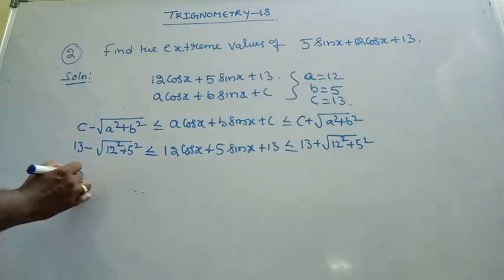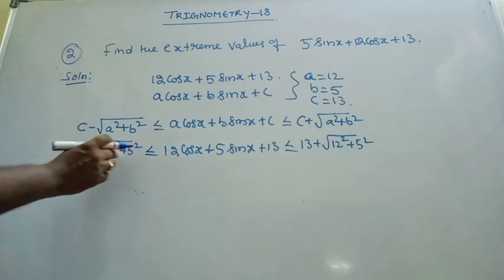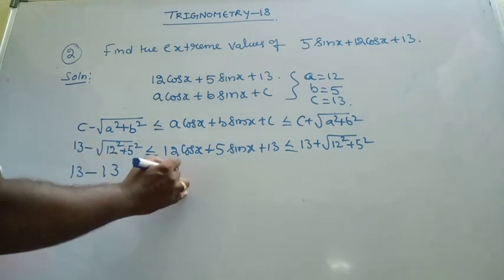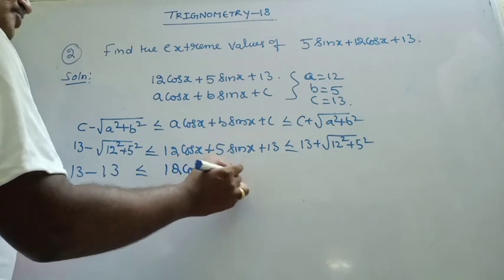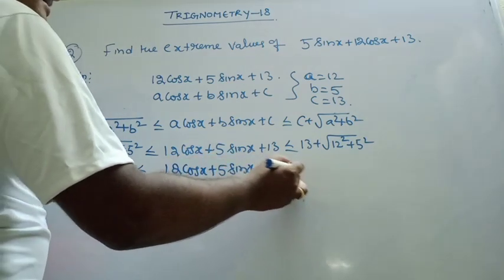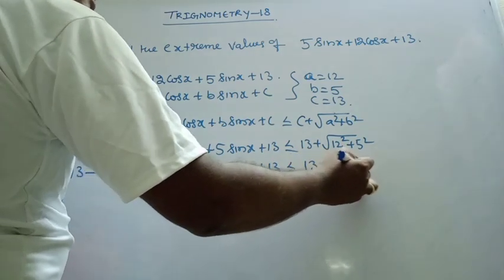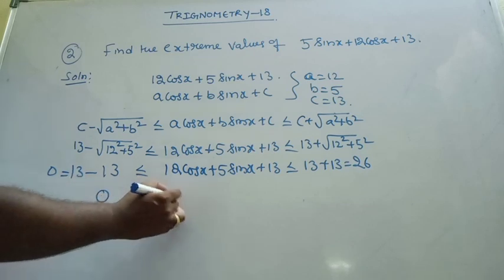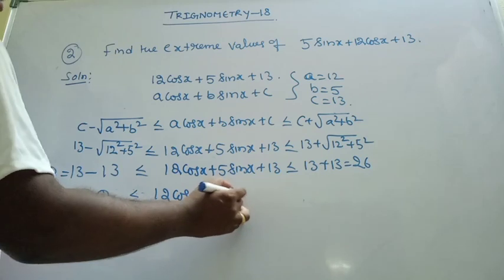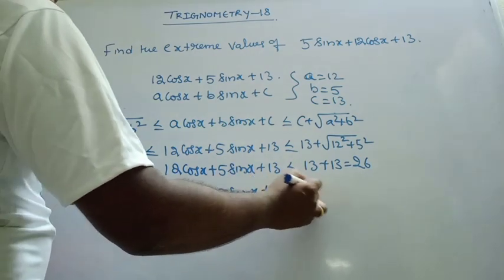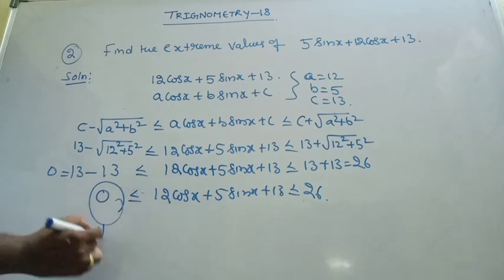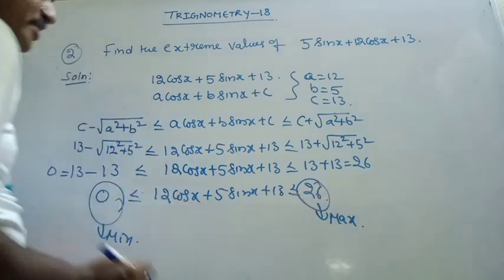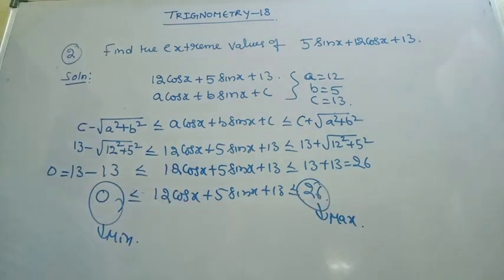Now this is 13 minus root over 144 plus 25, root over 169. Root over 169 is what? 13 only. This is lesser than or equal to 12 cos x plus 5 sin x plus 13 lesser than or equal to 13 plus 13, that is 26 here. And this is here 0. Therefore, 0 is lesser than or equal to our problem 12 cos x plus 5 sin x plus 13, that is lesser than or equal to 26. Therefore, this is the minimum value, and this is the maximum value you have got. Minimum and maximum values are these. These are the extreme values.